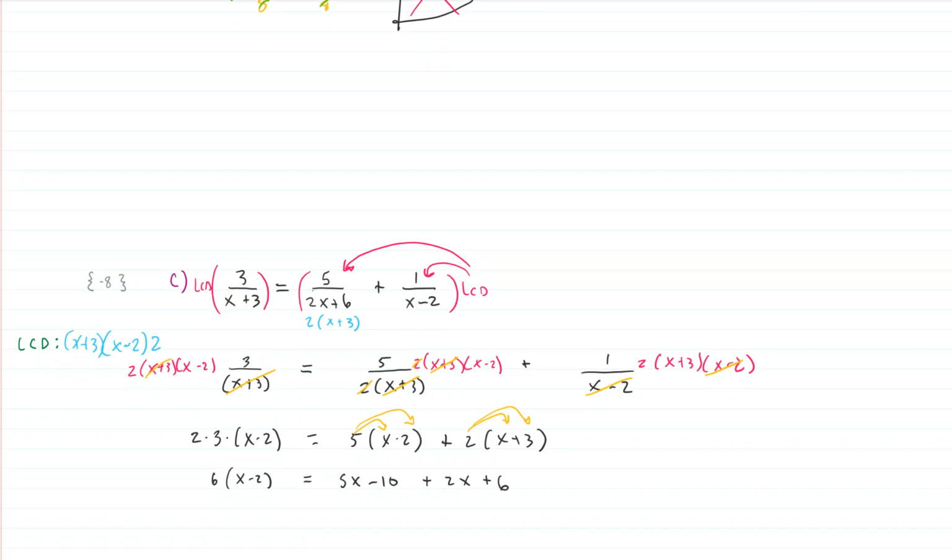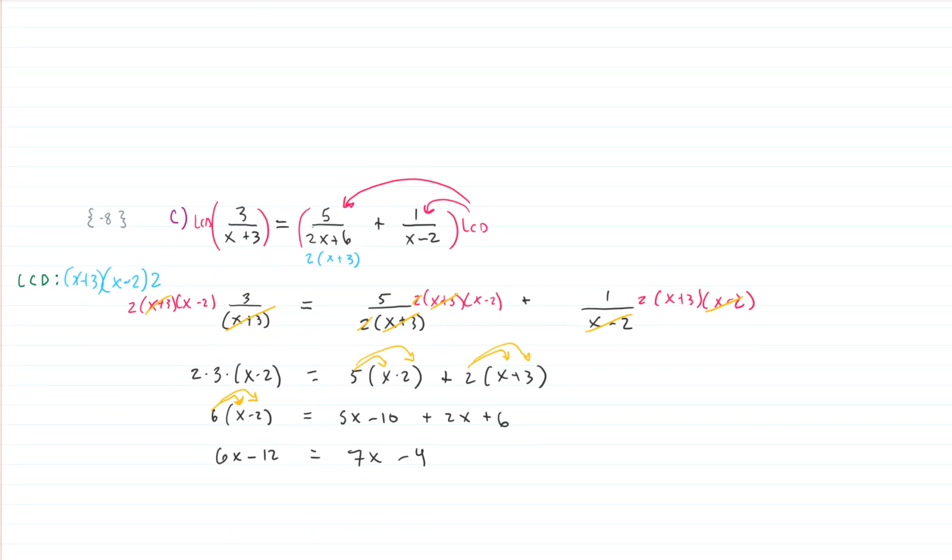Let's also multiply through the 6 on the left. So we have 6x minus 12 equals, we have 5x and 2x, which give us 7x, and negative 10 and 6, which give us negative 4. Let's move all of the variables to the right and all the constants to the left. So that means we take negative 6x on both sides, so we can move that negative 6x over. Struggling with my x's.